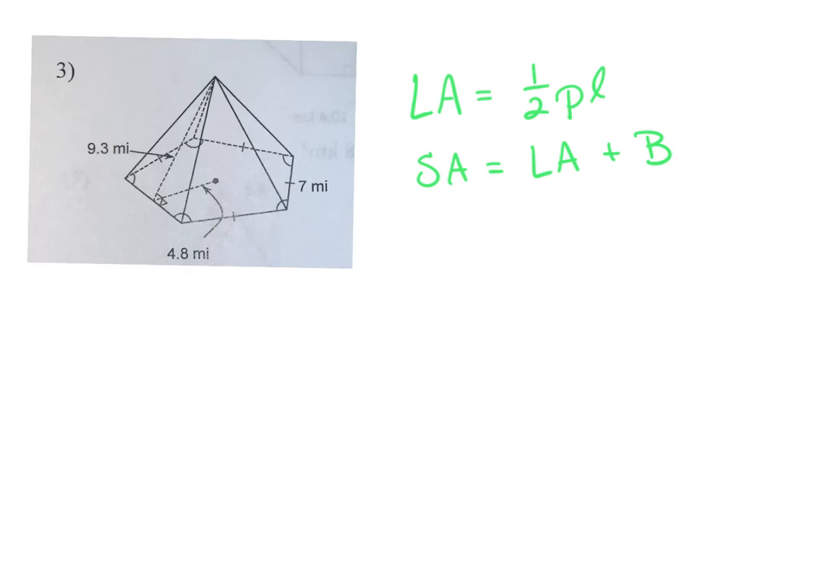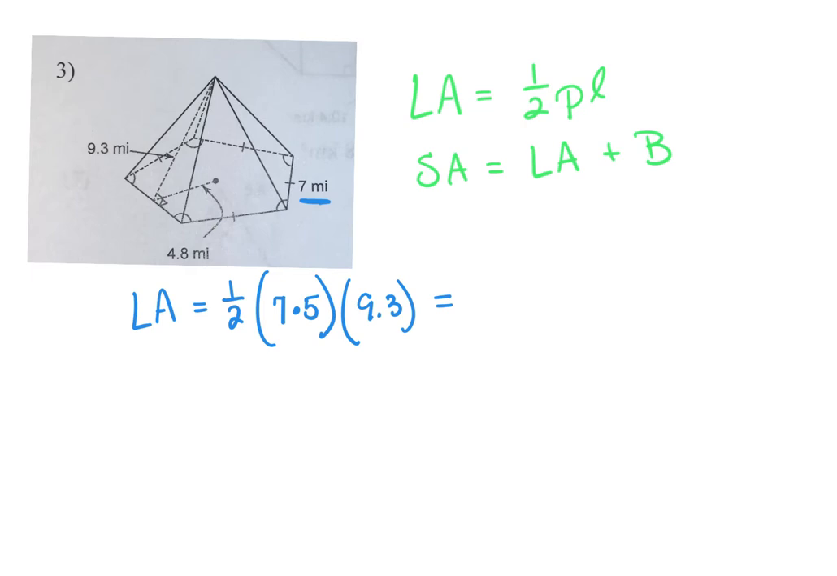All right, so my lateral area. I need 1/2. My perimeter. Well, they didn't give me my perimeter, but they did give me one of my sides. My one side is 7. And how many sides do I have? 5. So my perimeter is going to be 7 times 5. So 1/2 my perimeter. They gave me my slant height. What is my slant height? 9.3. And so I'm going to multiply all of that out.